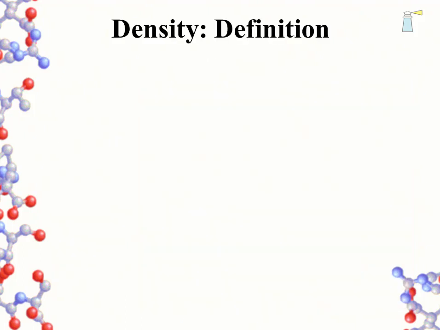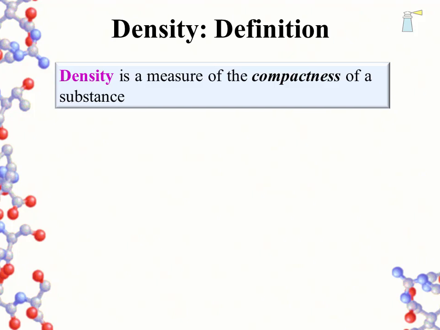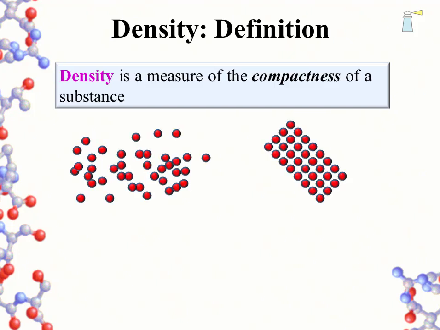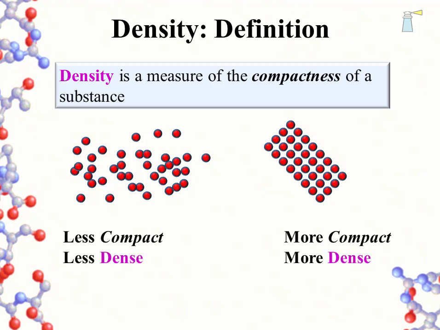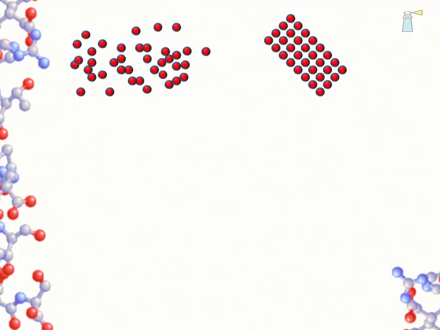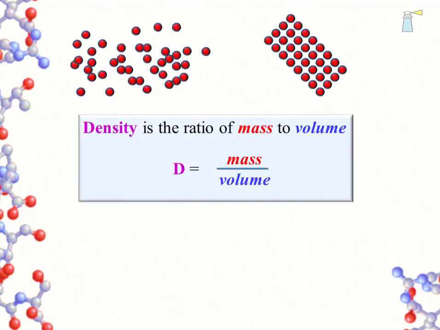Density. Density is a measure of the compactness of a substance. Consider these two collections of equal number red spheres. The collection on the left is less compact than the collection on the right. The less compact collection is less dense. The more compact form is more dense. This is because density is a ratio of mass to volume. D for density equals mass divided by volume, or m over v for short.